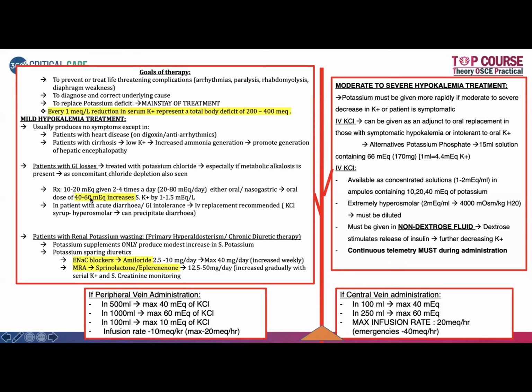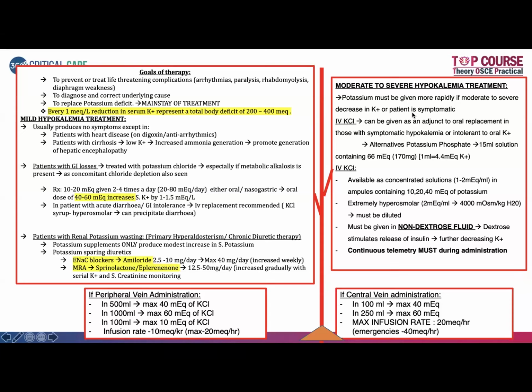Nasogastric or oral supplement of 40 to 60 milliequivalents increases the serum level by 1 to 1.5 milliequivalents per liter. Patients who are on chronic diuretic therapy, or patients who have primary hyperaldosteronism, then consider ENaC blockers like amiloride, which can be given at 2.5 to 10 milligrams per day, max of 40 milligrams. And mineralocorticoid receptor antagonists, eplerenone and spironolactone, can be considered.